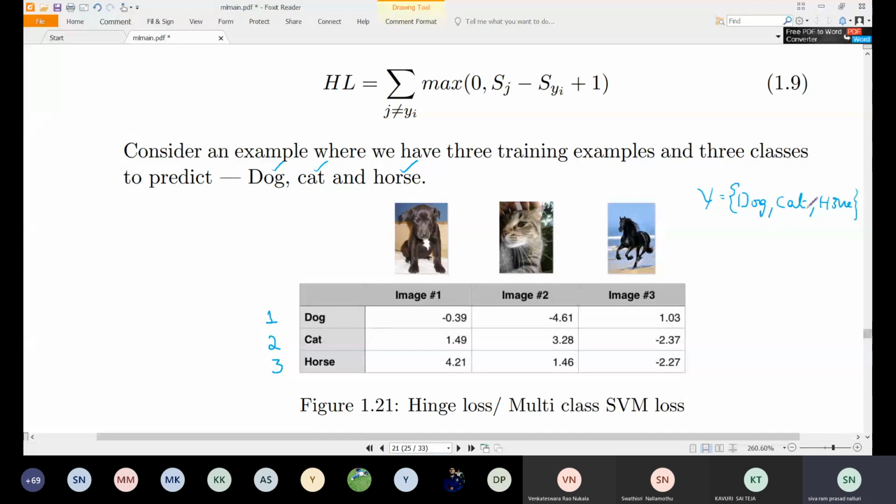What we should do is give one image to the algorithm, and it has to classify whether it is the image of a dog or cat or horse. Three class classification problem.